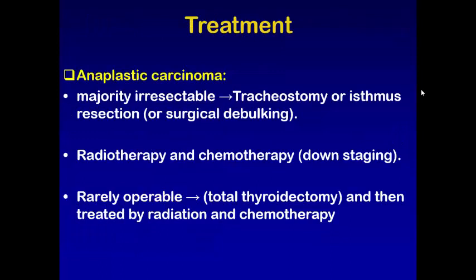How would we treat anaplastic carcinoma, non-differentiated? Unfortunately, the majority of cases are unresectable at the time of presentation, so we need palliative treatment: tracheostomy or isthmus resection or surgical debulking for these unresectable tumors, plus radiotherapy and chemotherapy for downstaging. Rarely the tumor is operable and resectable, and in this case we should do total thyroidectomy with radiation and chemotherapy.